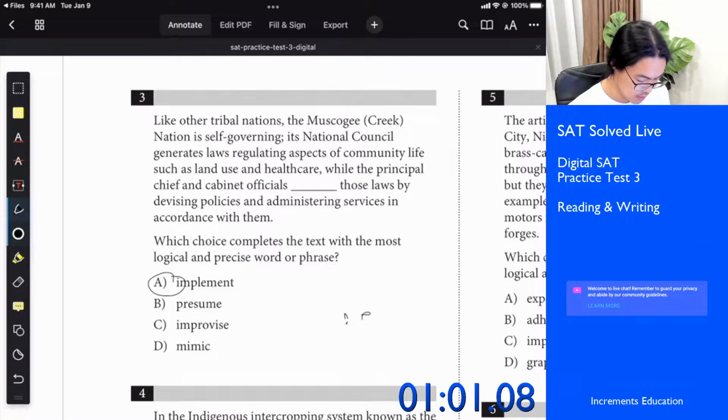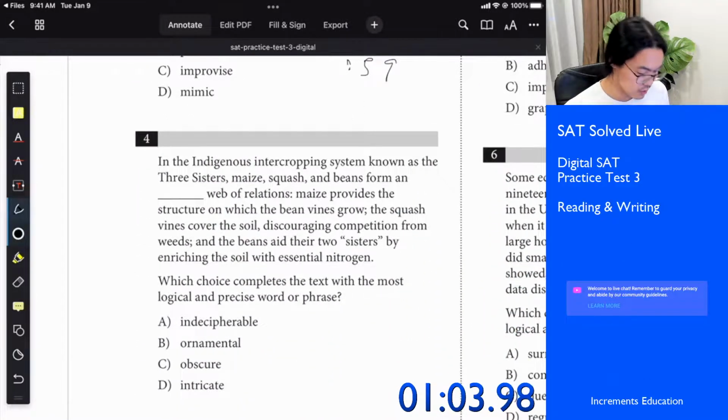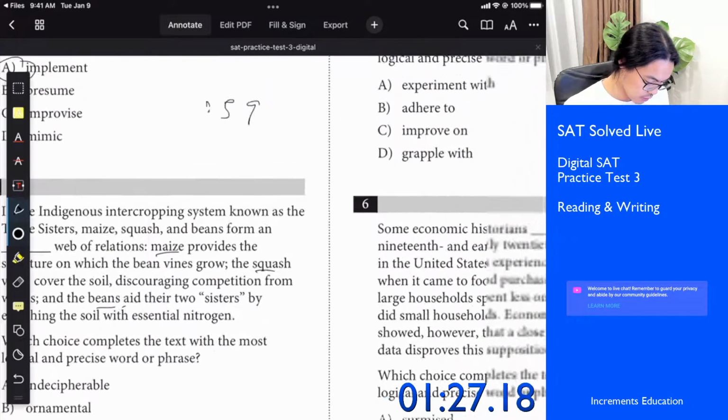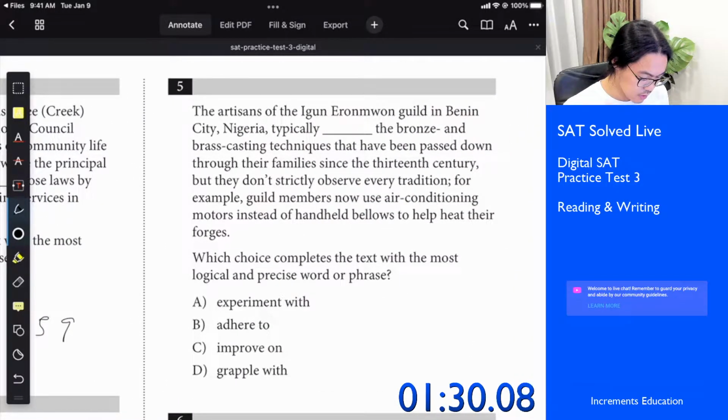And that's 59. In the indigenous intercropping system, known as, why are there so many indigenous, okay, form an intricate web of relations, maize and squash and beans, okay, yeah. They're all interrelated. That's intricate. The artisans of Igun and Benin typically adhere to bronze and brass casting techniques, but they don't strictly observe. Yeah, so that's 140. Moving on.